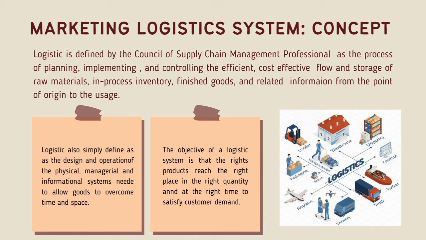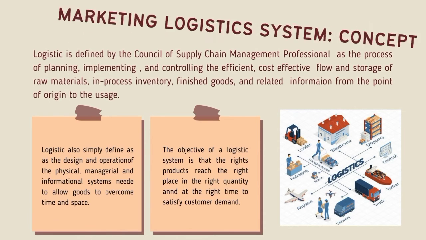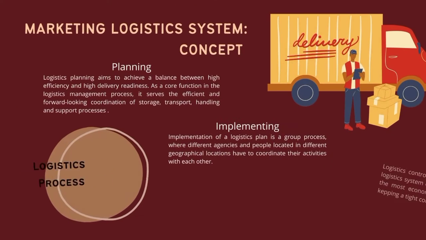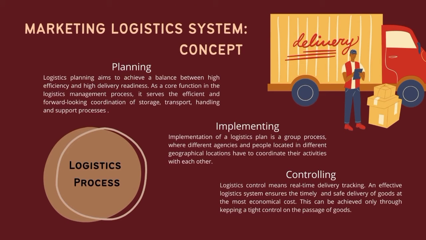The objective of a logistics system is that the right product reaches the right place in the right quantity and at the right time to satisfy customer demand. Marketing logistics systems have three important processes which are planning, implementing, and controlling.